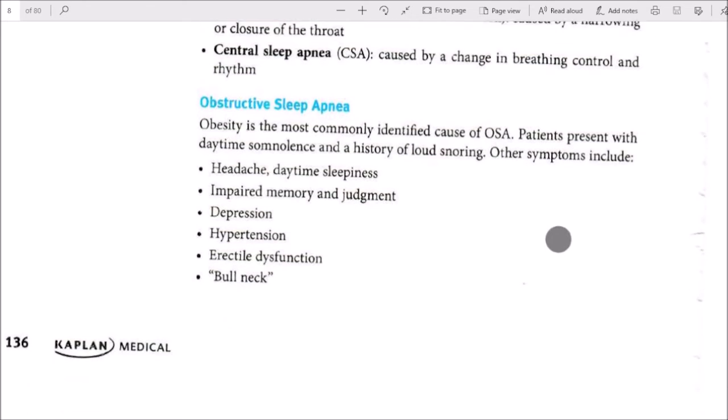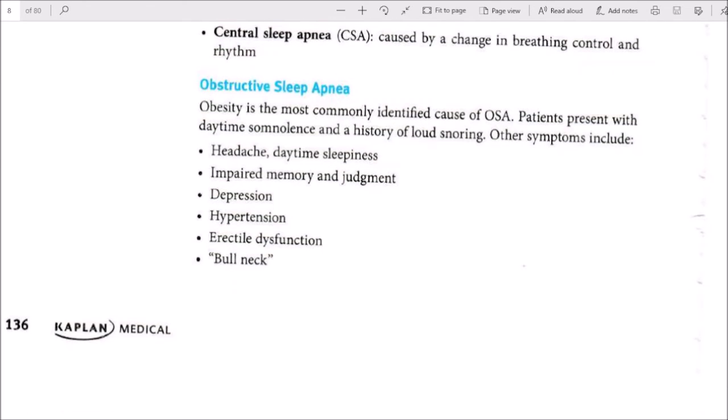Obstructive sleep apnea: obesity is the most commonly identified cause. Patients present with daytime somnolence and a history of loud snoring. Other symptoms include headache, daytime sleepiness, impaired memory and judgment, depression, hypertension, erectile dysfunction, and bull neck.